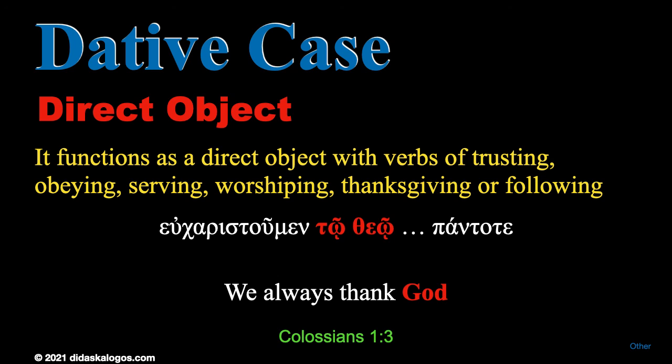And lastly, the dative can also be used as a direct object with certain verbs, especially with verbs of trusting, obeying, serving, worshiping, thanksgiving, or following. The direct object will occur in the dative case. Eucharistoumen to theo pantote. We always give thanks to God, or we always thank God. God is the one being thanked. He's the one receiving the thanksgiving.